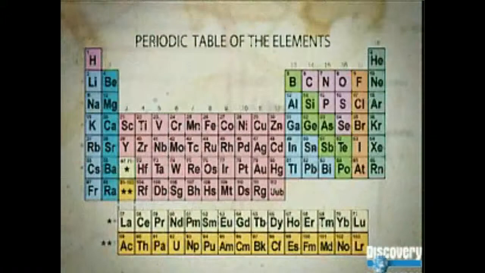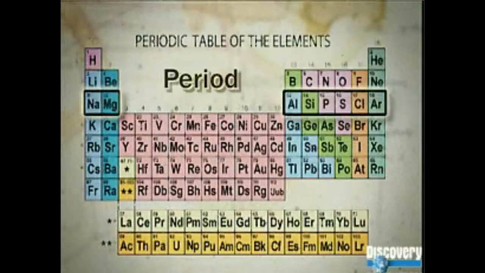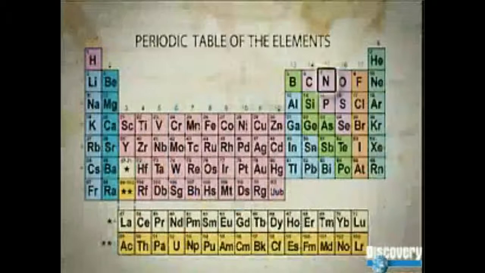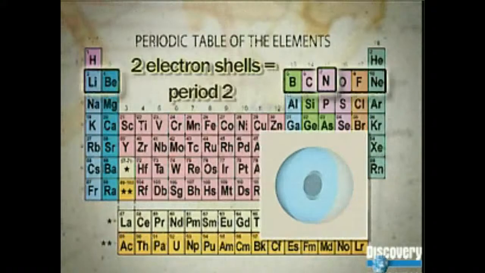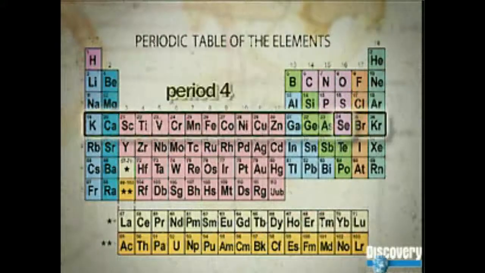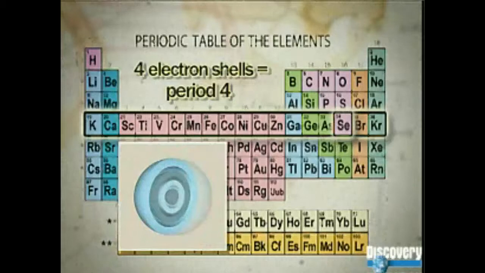As you read the periodic table from top to bottom, each horizontal line is called a period. This represents the number of electron shells the element's atoms normally have. For example, an atom of nitrogen has 2 electron shells, so it lies in period 2. And an atom of selenium in period 4 has 4 electron shells. Each of these shells can contain up to 8 valence electrons.